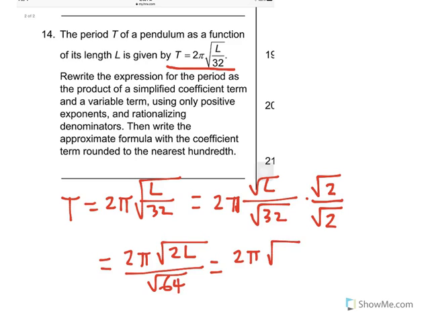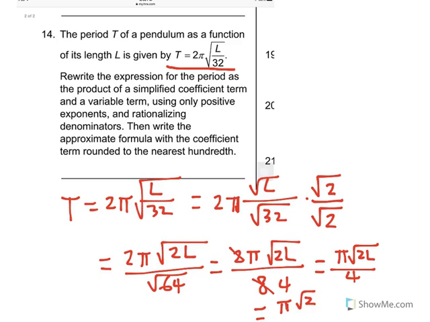So we have 2 pi times the square root of 2L over 8. And now we can just simplify 2 and the 8. We can cross it out, and we have pi square root of 2L over 4. And since we want it in terms of L, we're going to separate the L. And so we're going to have pi times radical 2 over 4 times the square root of L.